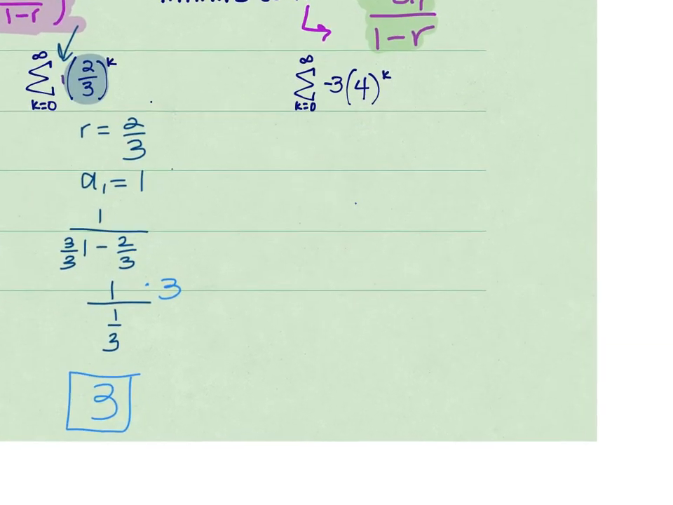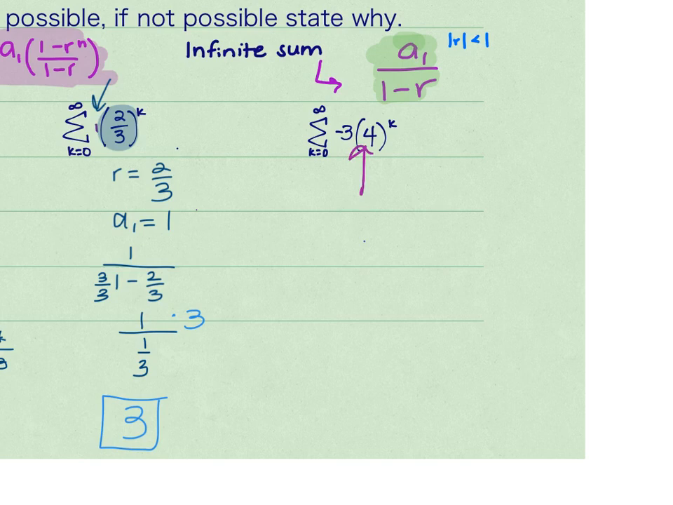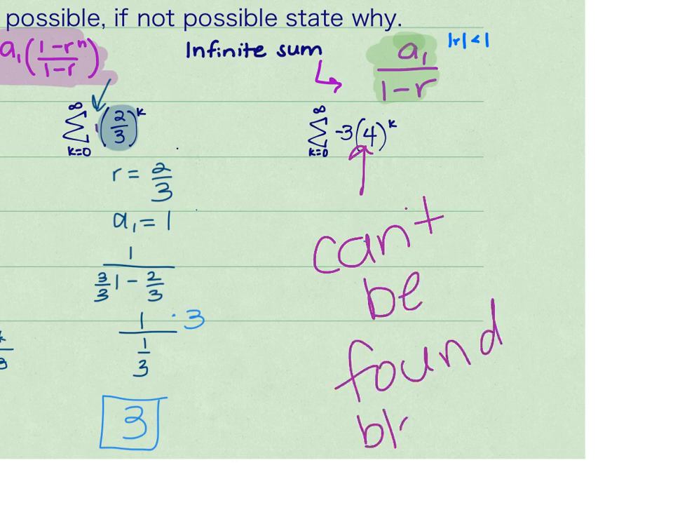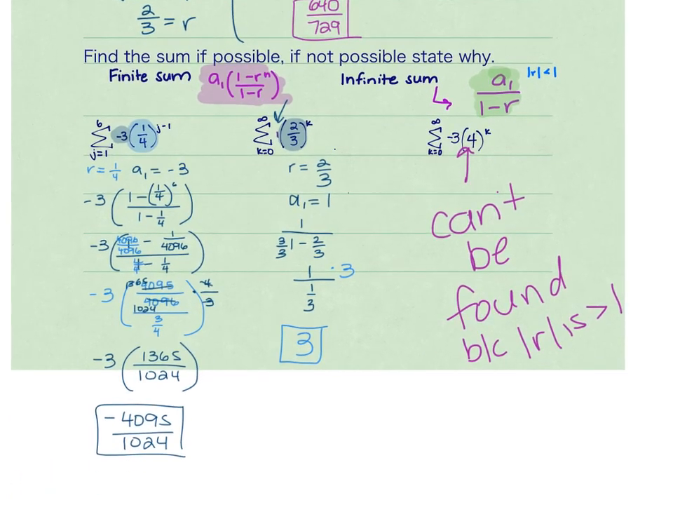For the second one that's there, my R is 4. That's not in between 0 and 1. This can't be done. And if it says, if not, state why, and you just write, can't be done, obviously you're losing points. So you want to make sure that you elaborate on why. The absolute value of R has to be less than 1. So if it is bigger than 1, it can't be done. Questions so far?